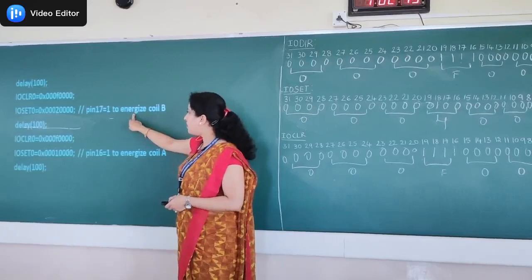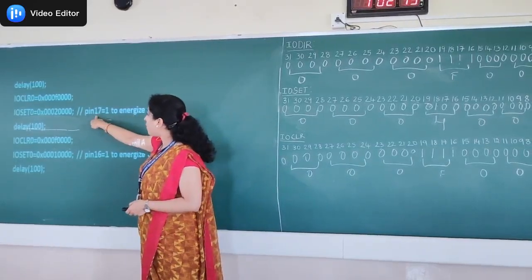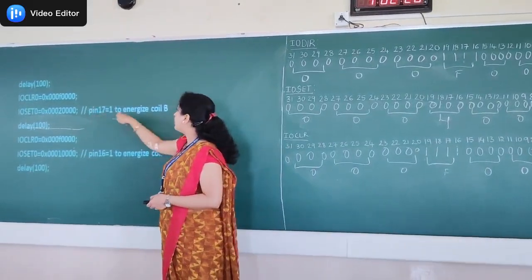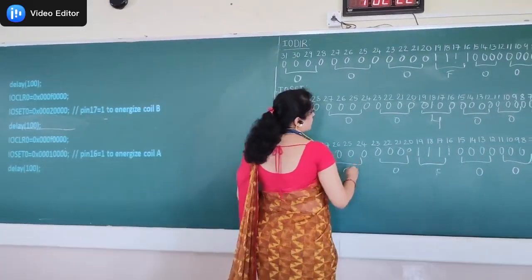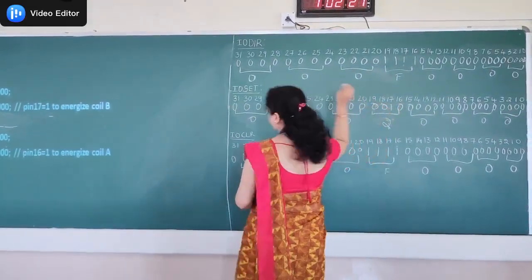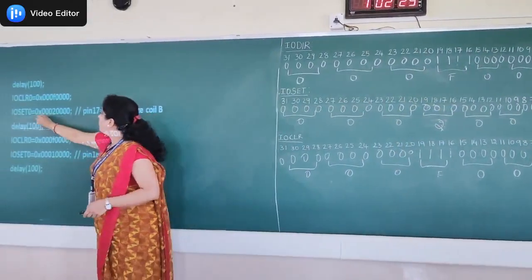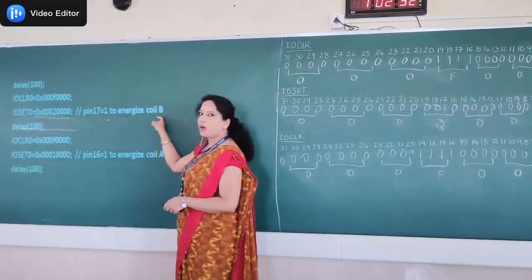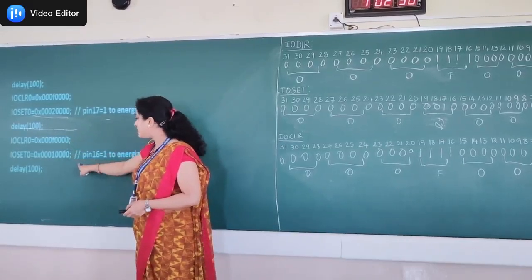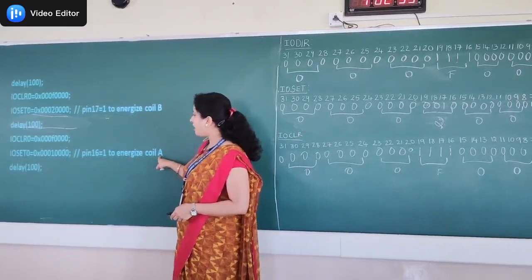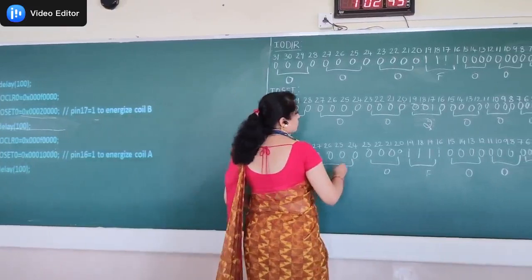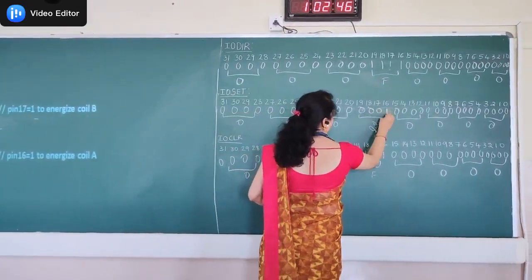Next, energize coil B by placing 1 on pin number 17 of port 0, because this pin is connected to coil B. So for pin number 17, you will get 0x00020000. This value will be loaded to energize coil B. We'll call a delay procedure, then clear all the pins. Next you need to energize coil A by placing 1 on pin number 16. So pin number 16.